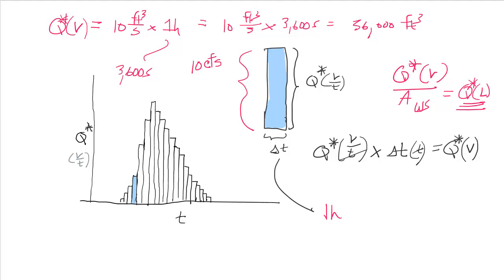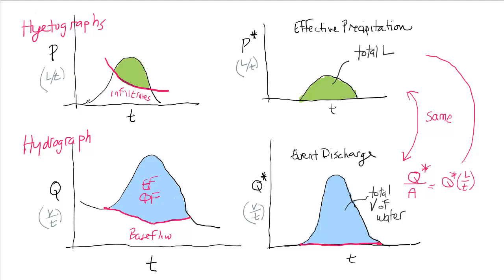And what we're ultimately going to do, going back to the beginning here, is try to get a predictive relationship between effective precipitation and event discharge. What we really want to do is measure the precipitation in some watershed and figure out the effective precipitation and then predict what the event discharge will be at the outlet stream. That's the real goal in all of this, to find that predictive relationship between the effective precipitation and the event discharge.